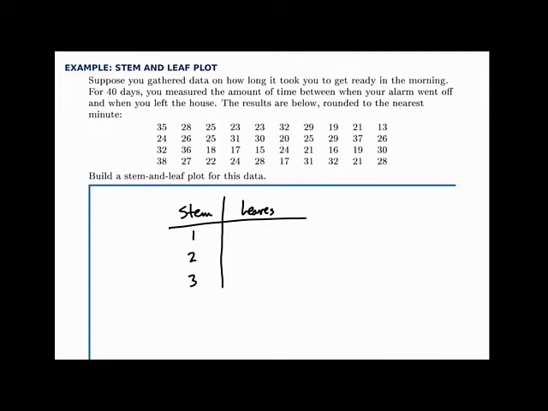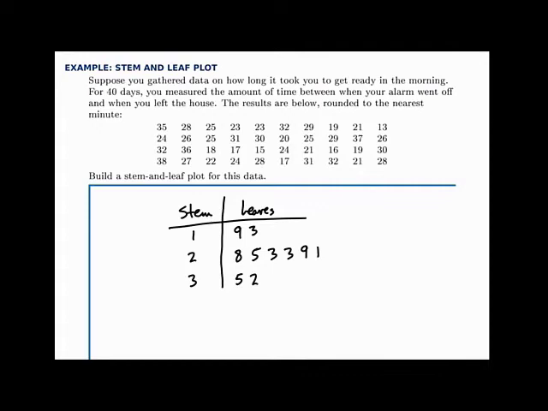And now we'll go through, and for each value, we'll place that leaf in the correct category. So the first value is 35, so we'll put a 5 under the leaves category in the third row. Then for 28, we'll put an 8 here. Then 25, we'll put a 5 here. Then 23, and so on. We'll put another 3. Then 32 means we'll put a 2 in the third row. Then 29, 19, 21, 13, and so on. And I won't go through and fill all these out in detail.